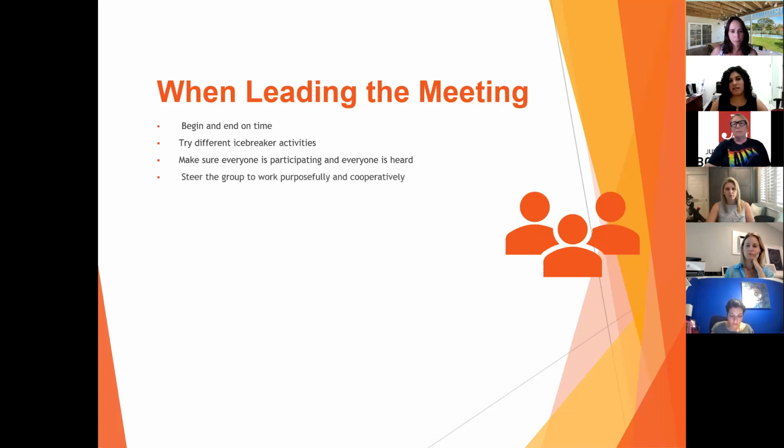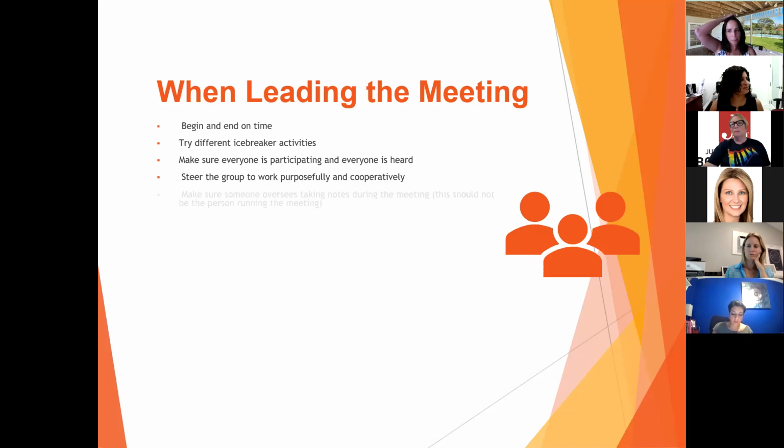So always try and steer the group to work purposely and cooperatively. Remember that you're ending on time, so you don't want the meeting to go off course. Always try and bring the group back to what it is you're there for. I know we all love to get together and chit chat, but at the end of the day, if some people only have an hour to give you for your meeting, you need to keep it on track and always keep it purposeful.